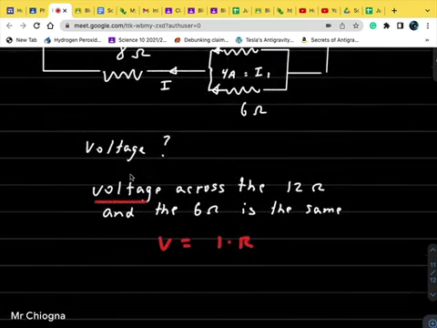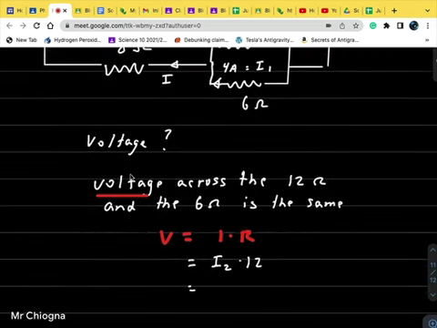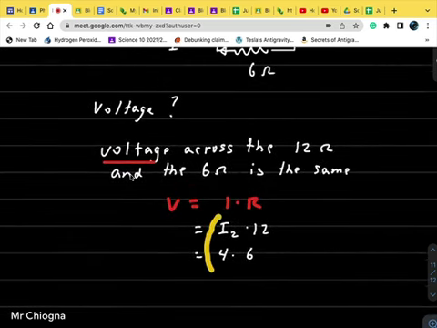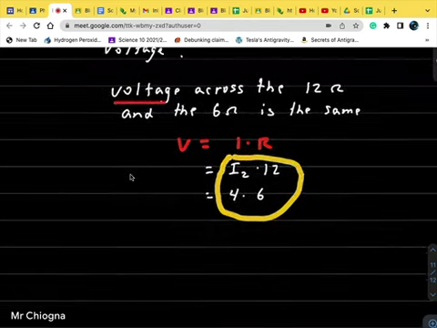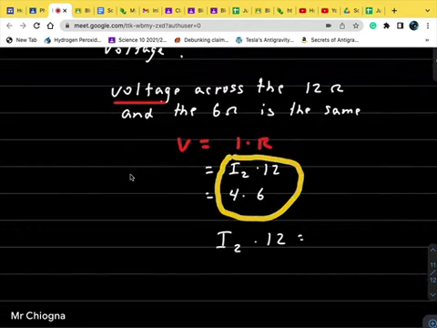So what do we have for each of these resistors? I'll start with the one at the top, although the number is 2. I'll just write down I2 times 12. What about the one at the bottom? I could write I1, but I already know what the value is. In this case, it's 4 amps times 6. What do I know about these two terms, the I2 times 12 or the 4 times 6? They're equal, because they're equal to the voltage across the resistors. So 4 times 6, which is 24. I2 times 12. I2 must be 2.